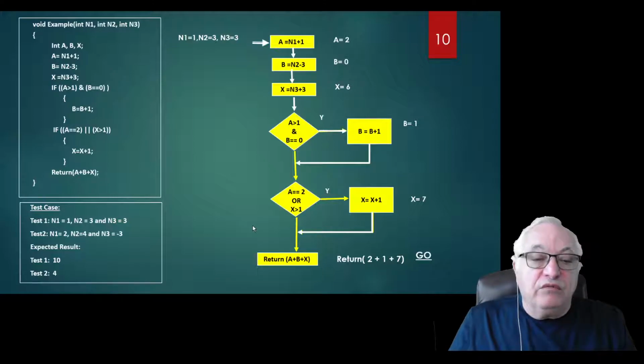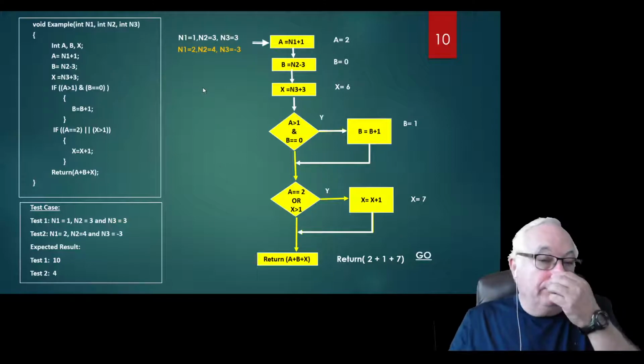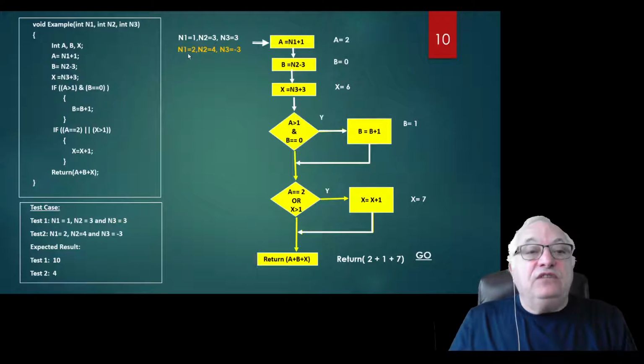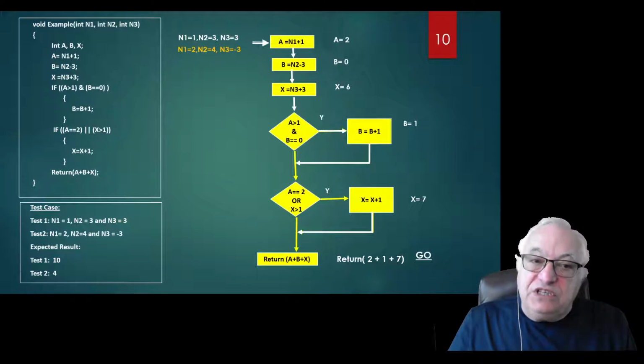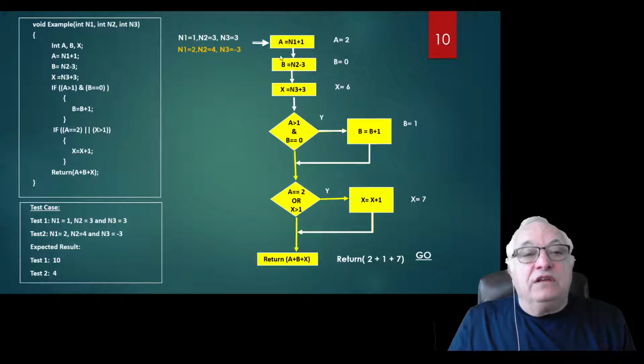Are we done with our requirement? Are we done with our testing? No, sir, because we have to show the false for each of the conditions. So let's get going with our second set of tests. I selected N2 equal to 4 and N3 equal to -3. Now you have to realize these values were selected at the system level. So there was some system level that generated these values. So for A, it's going to be N1, which is 2, plus 1, 3. B is going to be equal to N2, which is 4, minus 3, which is 1.